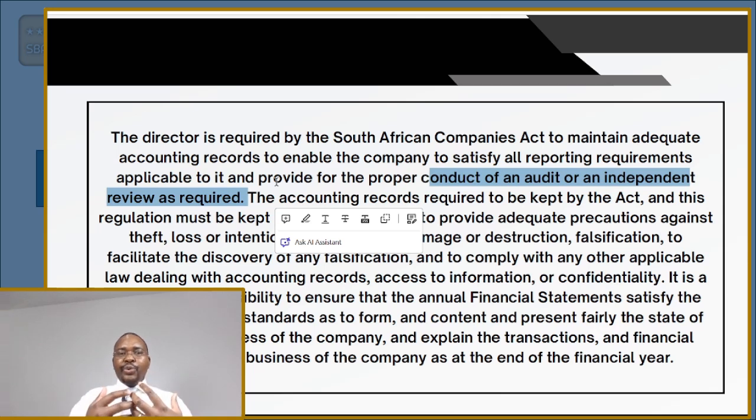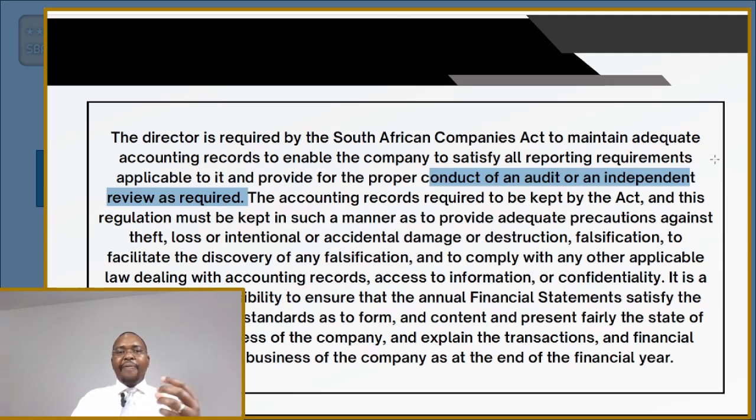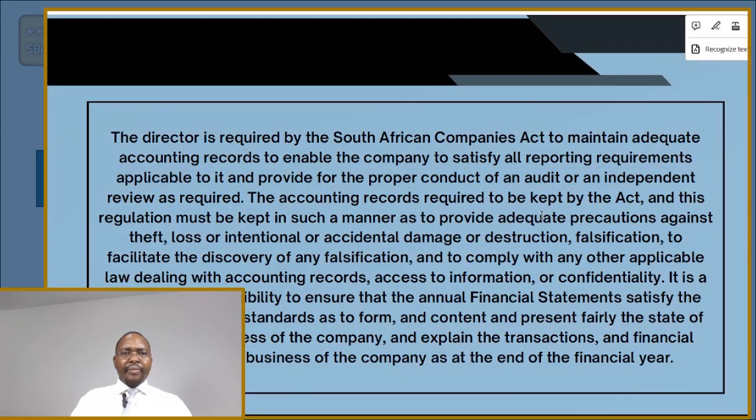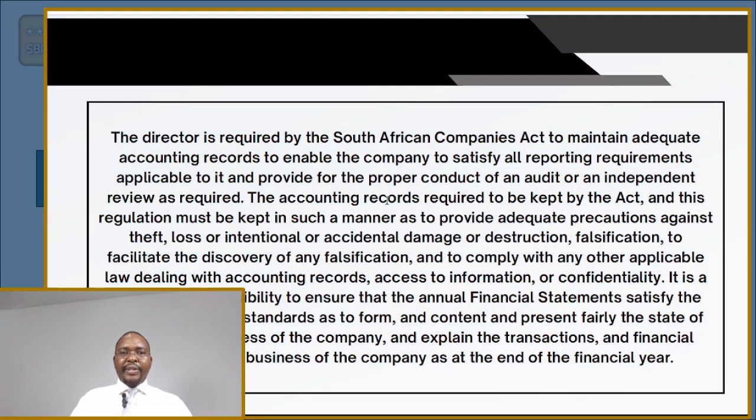So what we're trying to do here is to help our small businesses, proactively and upfront, to understand what type of adequate accounting records to keep. And these accounting records must be kept such that there is no theft in the business, there is no loss, and there is no intentional destruction or falsification, to facilitate discovery of falsification and to comply with applicable legislation dealing with accounting records.